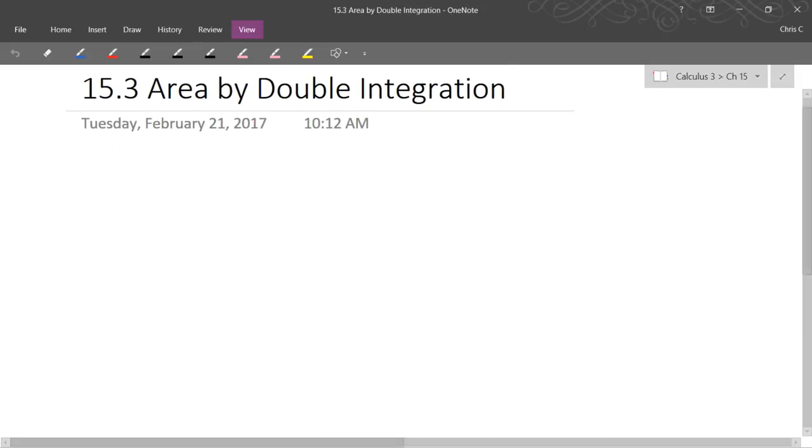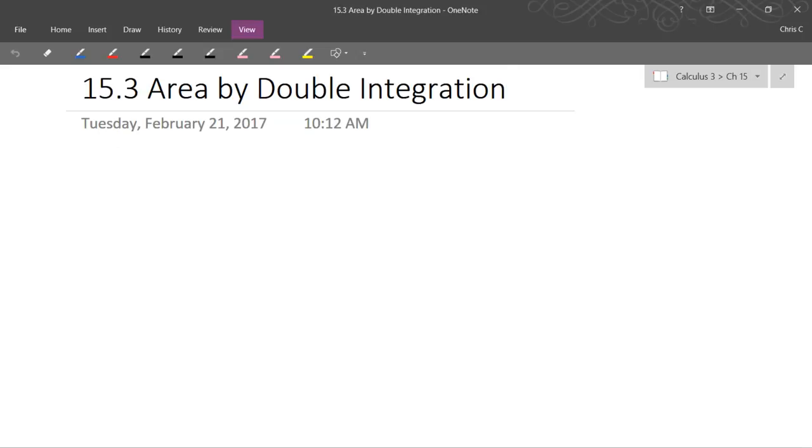So don't pay attention to these dates on here. I think these are the dates I made the whole notebook up. So those dates are pretty useless.